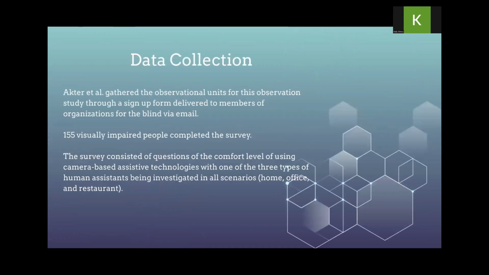So Actor et al.'s research looks into what those concerns are. They gathered data for this study by emailing members of national blind organizations, and 155 visually impaired people completed the survey. The survey consisted of questions about the comfort level of using camera-based assistive technologies, with one of 3 types of human assistance being investigated in all scenarios. The scenarios were home, office, and restaurants, and the 3 types of human assistants were family, friends, and then crowd workers, which are people who work on websites that provide services for visually impaired people.